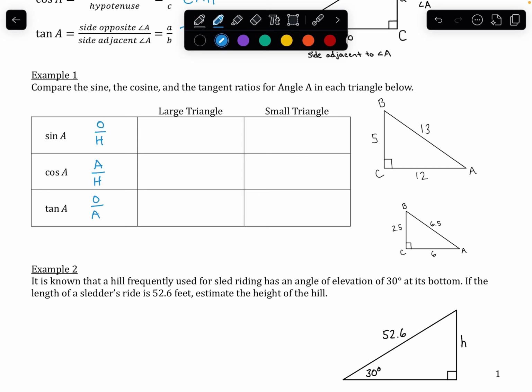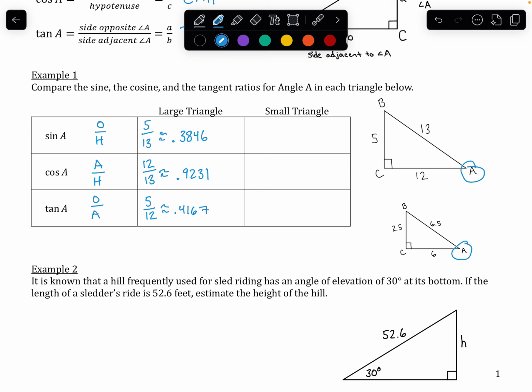So opposite for the large triangle of A is going to be 5 over the hypotenuse of 13. You're going to get 0.3846. Adjacent is going to be 12 over 13. You're going to get 0.9231. And then opposite, so it would be 5 over adjacent, which is 12. You can get 0.4167.